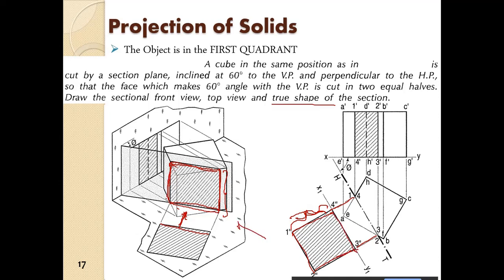But when you see from the front, you will see the projection here, and this being projected here, so you will see it like this, it is tilted. So this is the front view projection of the plane.